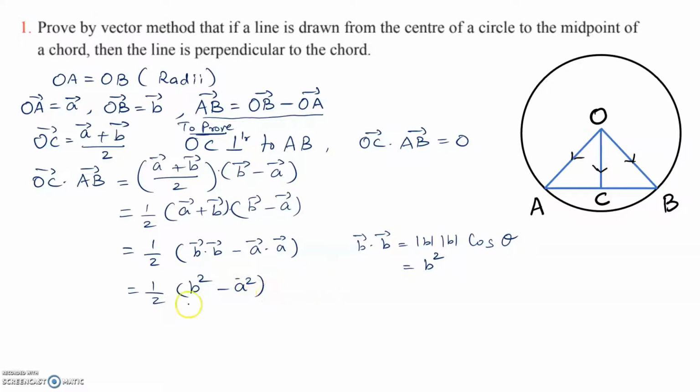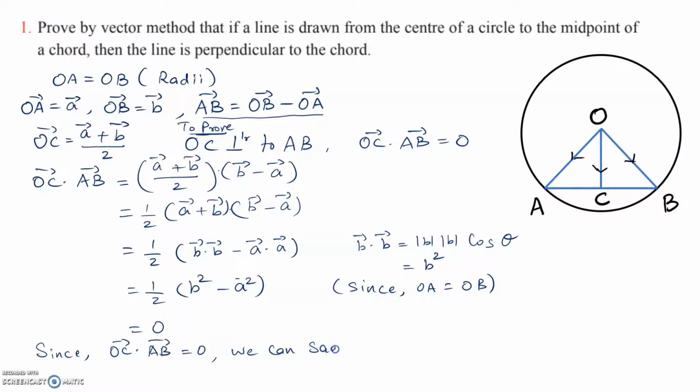Now we know that since OA is equal to OB, our B squared minus A squared will be 0. So the answer is 0. Therefore, since OC dot product with AB is equal to 0, we can say OC is perpendicular to AB.